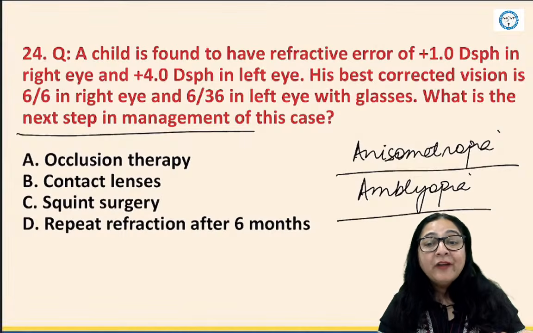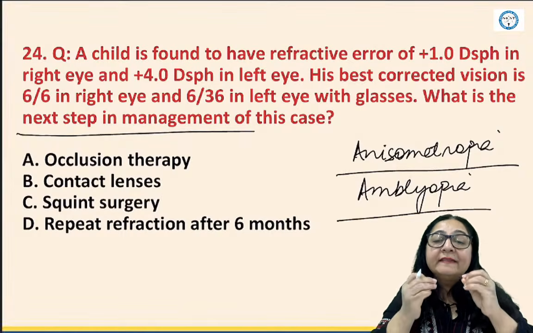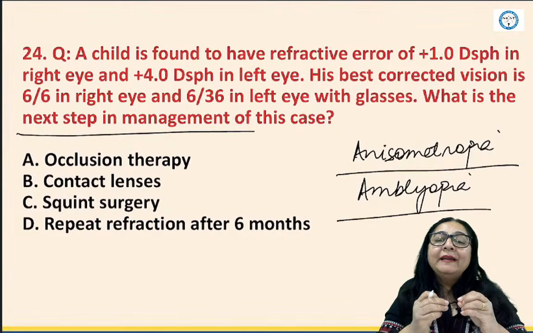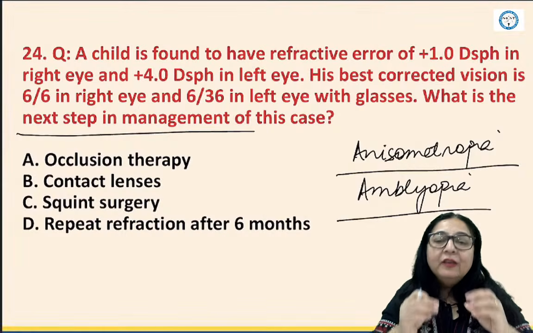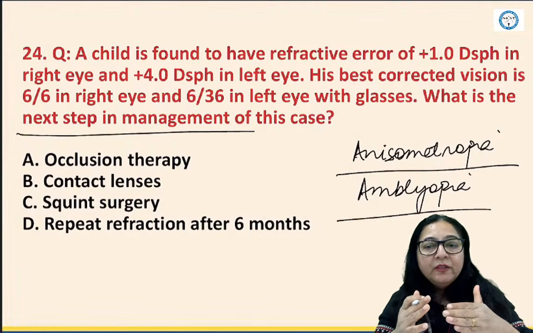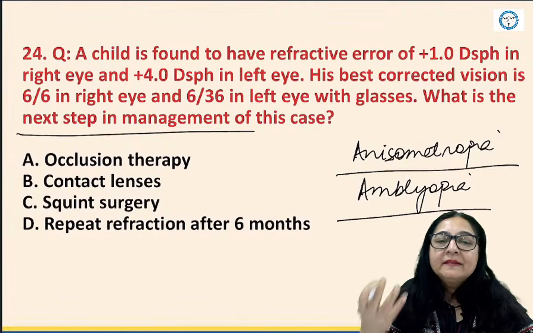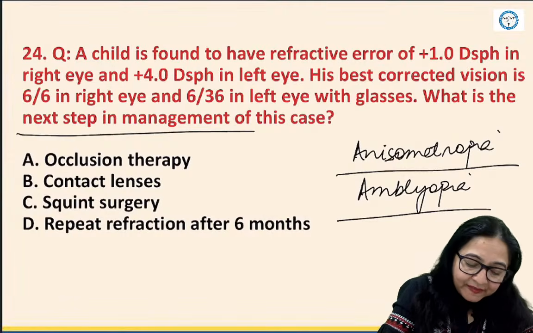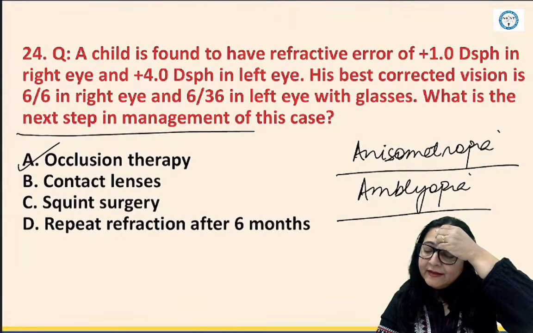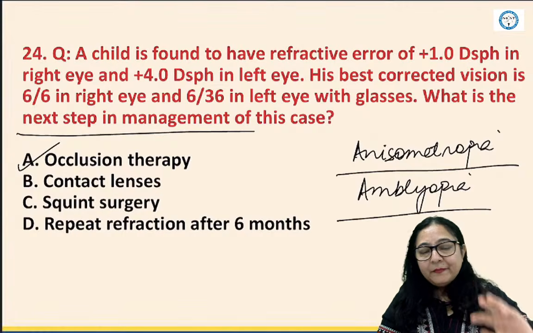The management of amblyopia is that you want to stimulate the eye which is suppressed. You want to stimulate the eye which is lazy. So that is done by patching the normal eye. You occlude the normal eye so that the lazy eye is stimulated. So occlusion therapy, choice A is the right answer here. Okay? That is the answer there, right?